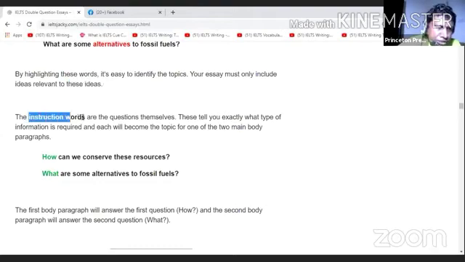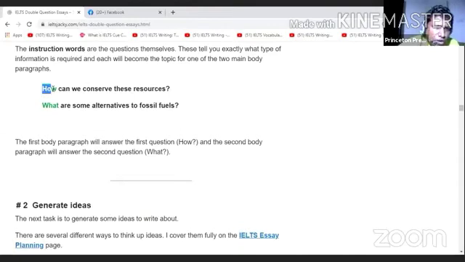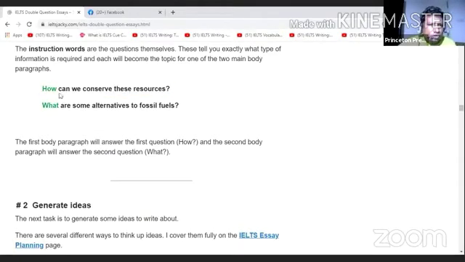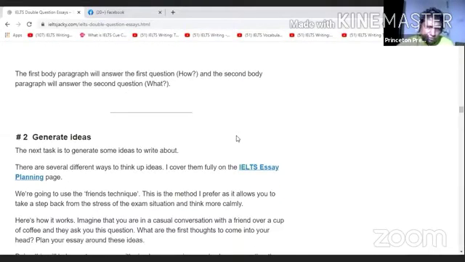Instruction words. What are the instruction words? They are in the questions themselves. These tell you exactly what type of information is required, and each becomes a topic. How can we conserve? What are some of these alternatives? These are the focus words: how, conserve, what, alternative. The first body paragraph will answer the first question, how. The second body paragraph will answer the second question, what.